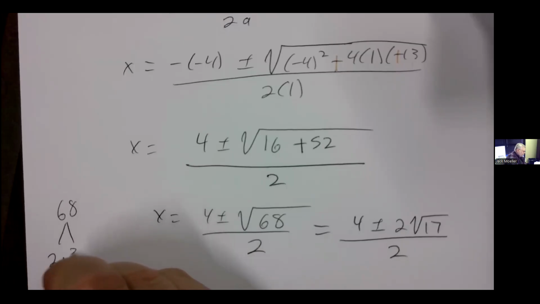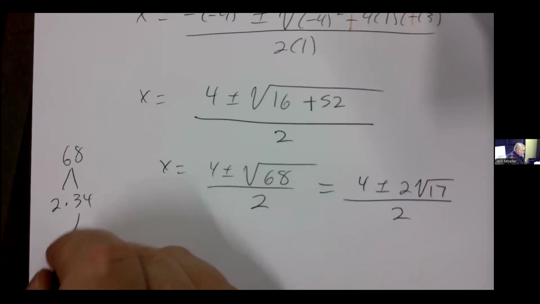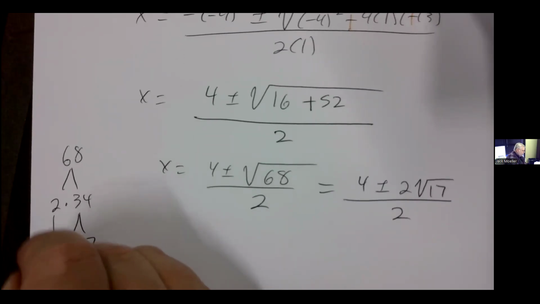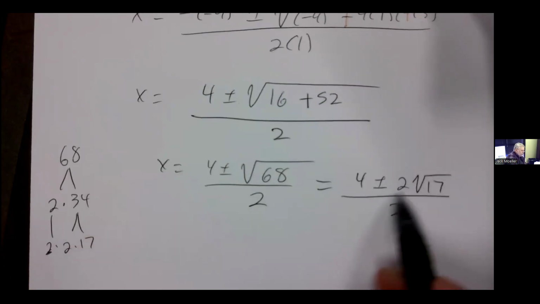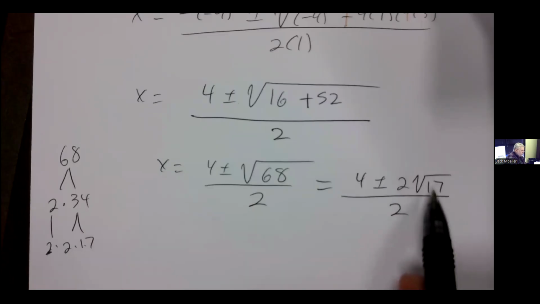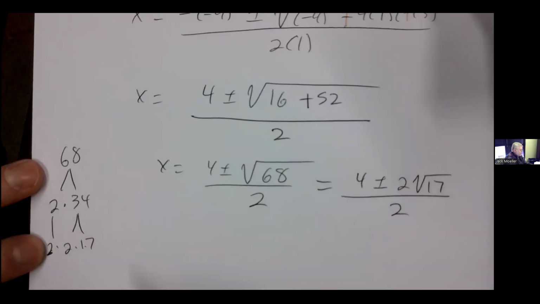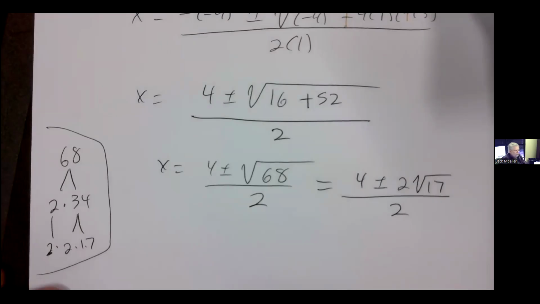Divide that by 2, we get 34. And then 34 is even, so we can divide by 2 again, and we get 17. So we have two 2's, which is why one 2 is on the outside, and then we have the square root of 17. So that's where that's coming from, if you're doing that by hand.